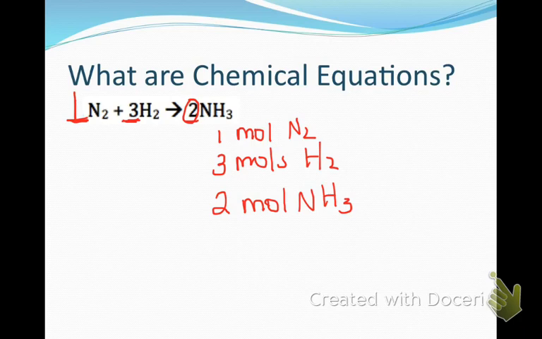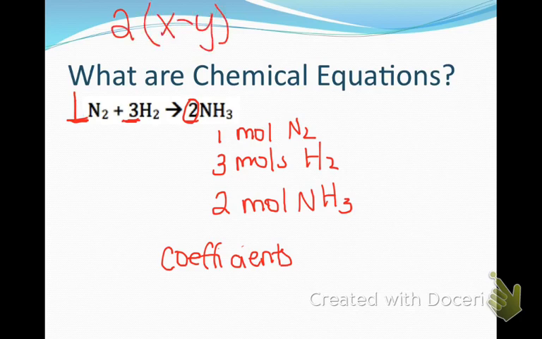So all of these numbers are coefficients. And you've seen coefficients before in math class. They're kind of the same thing. So if I have like 2 times x minus y, or I can have 2 times z, I know that that number in front represents how many of whatever I have next to it. So I have 1 N2, 3 H2, so 3 moles of H2, and 2 moles of NH3.